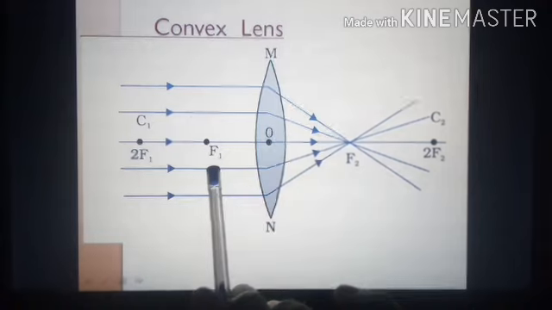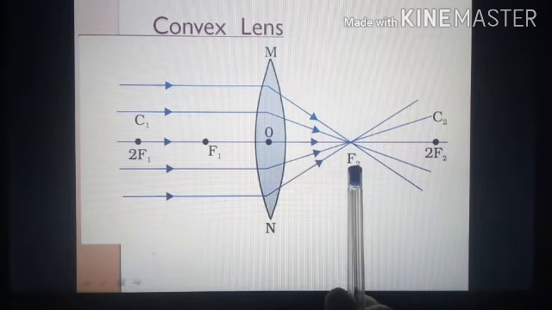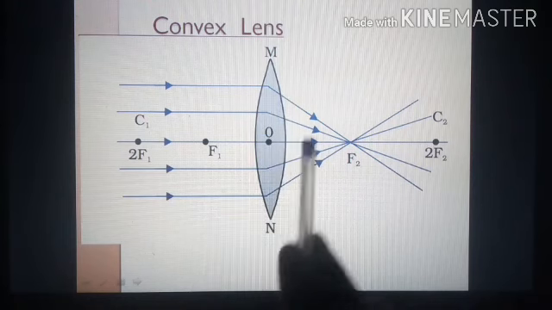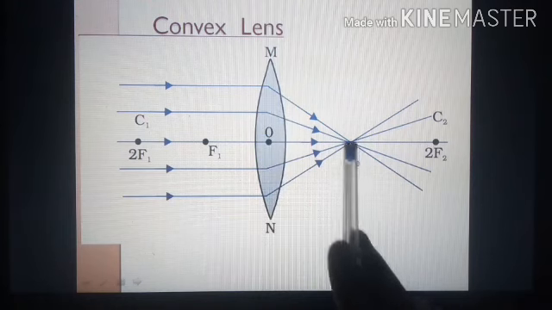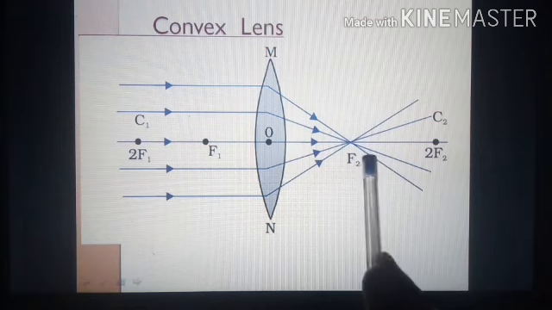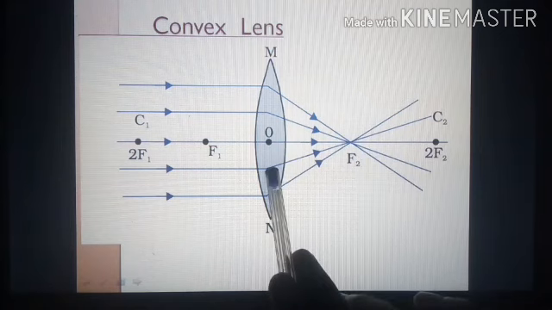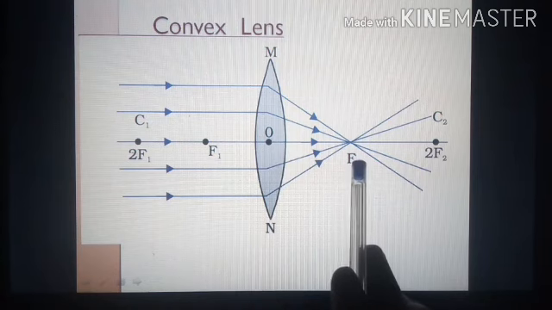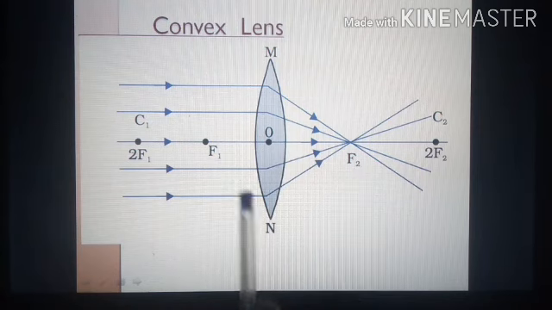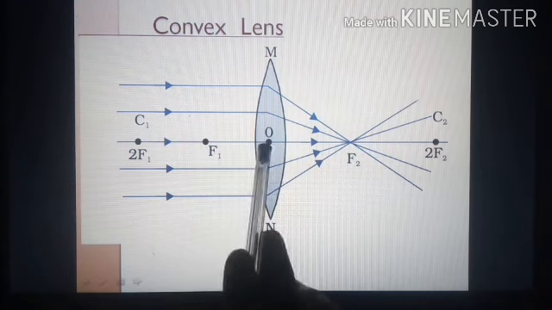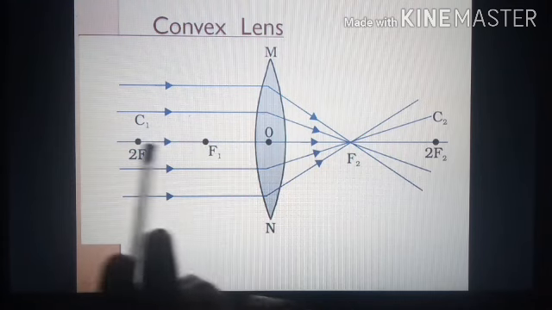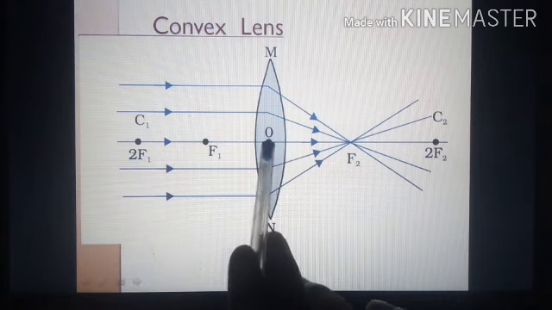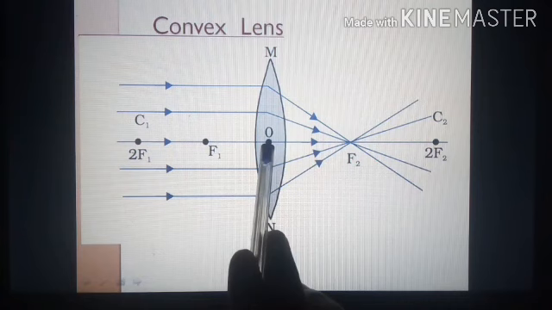F2 and F1 are called the principal focus of the lens, because the parallel rays passing through the lens converge at that point. That point is called the focus or principal focus of the lens. Due to two surfaces, there are two focus points, F1 and F2, on either side. Here this distance is OF1, and this distance is 2F1. The distance OC is twice the distance OF.